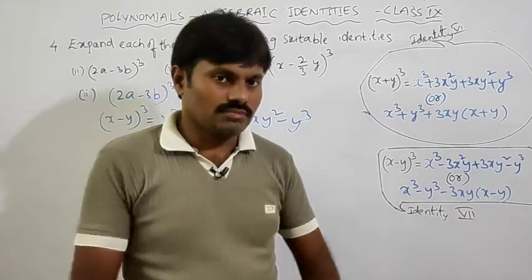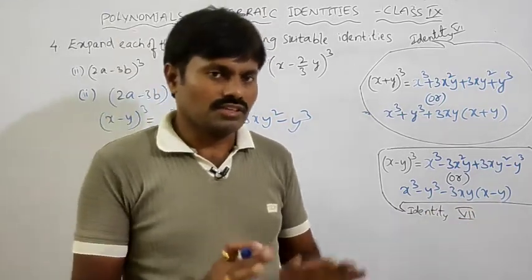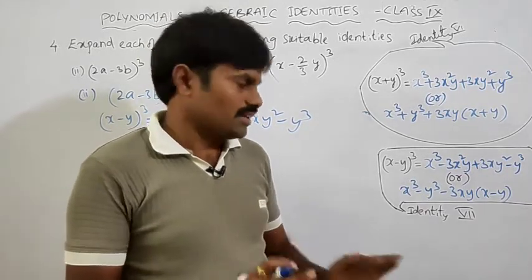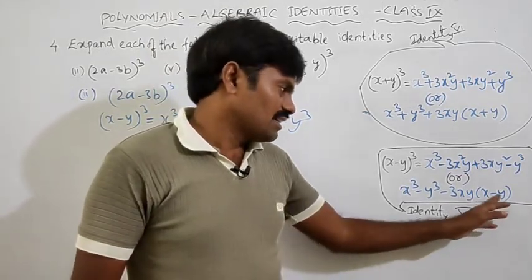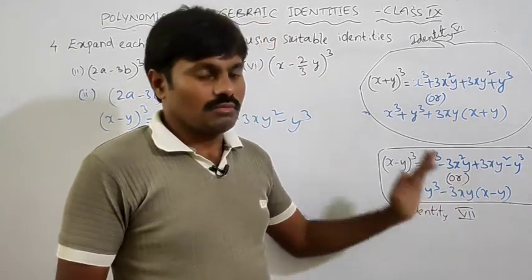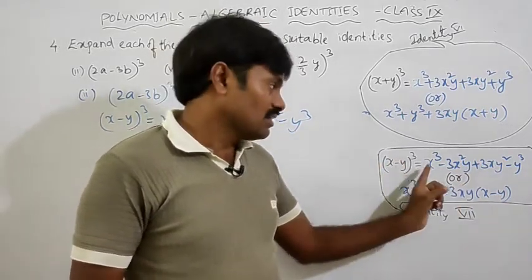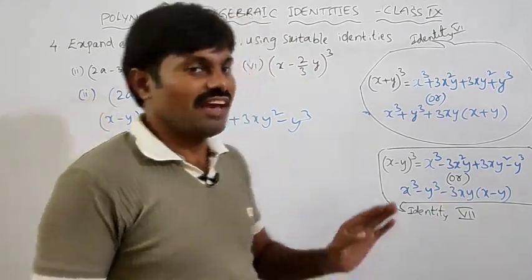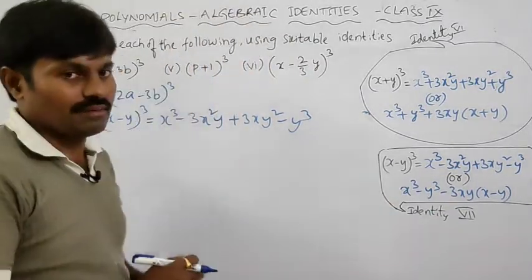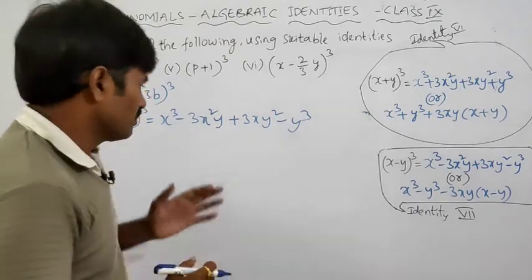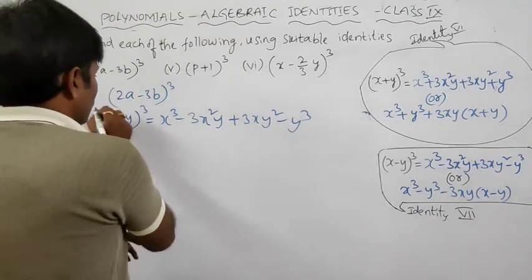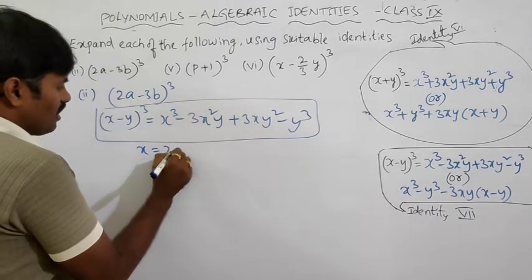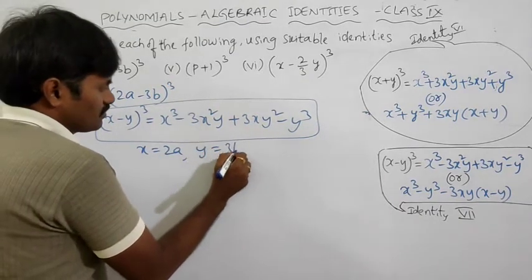Expansion should be completely in monomial terms, single terms. But if you write a binomial, it is better to apply this formula for expansion of algebraic expressions having degree 3, power 3. So I am using this formula only. Here what is x? 2a. What is y? 3b.